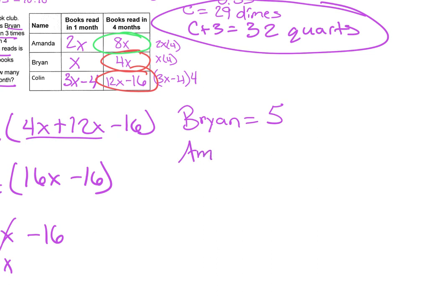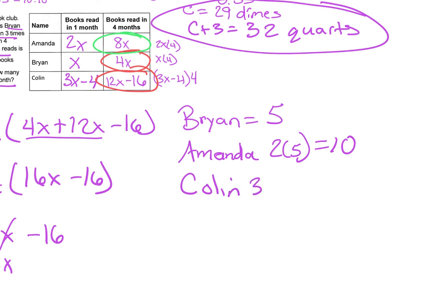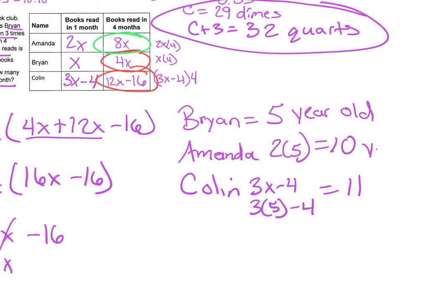Amanda is 2 times Brian's amount. So Amanda is going to be 2 times 5, or 10. And then Colin, we know from our chart, was 3x minus 4. So if we put in, whoops, x being 5, we'd have 3 times 5 minus 4, or 15 minus 4, which is 11. So Brian reads 5 books. Amanda reads 10 books. And Colin reads 11 books. Should put books.